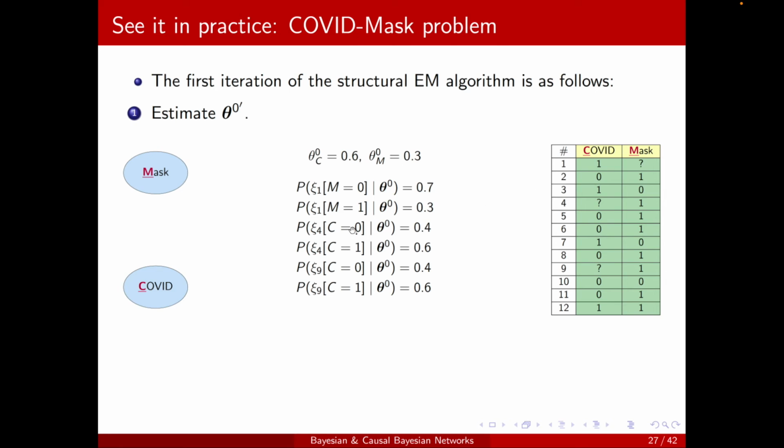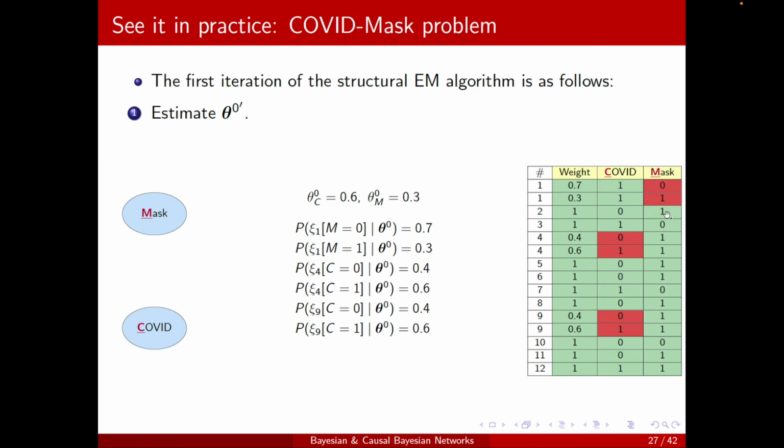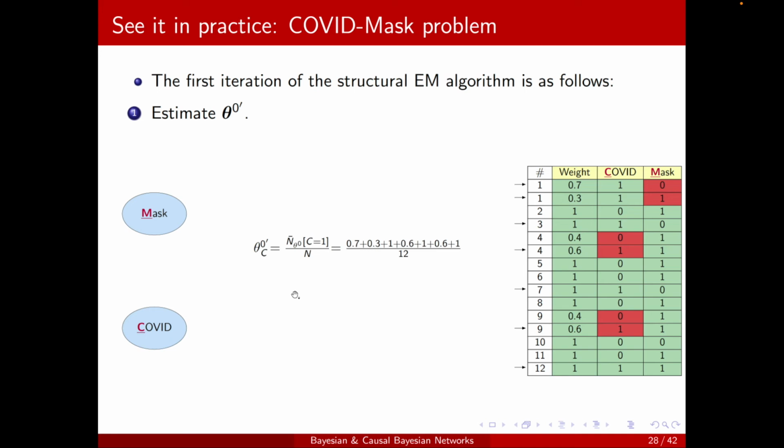Mask can be either 0 or 1, and we calculate the probability of each of them given these parameter values. So it will be 0.7, 0.3, and so on. For the other missing values, we have 3 instances with missing values. Okay, so then I will fill them in, and I will add the weights. The weights are exactly these numbers. And then I can calculate the updated parameters.